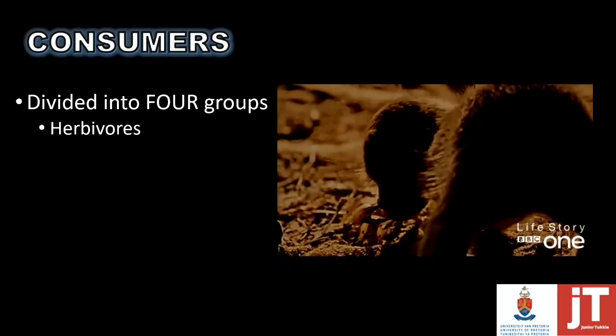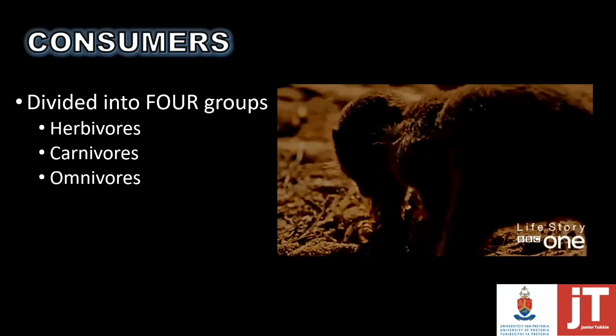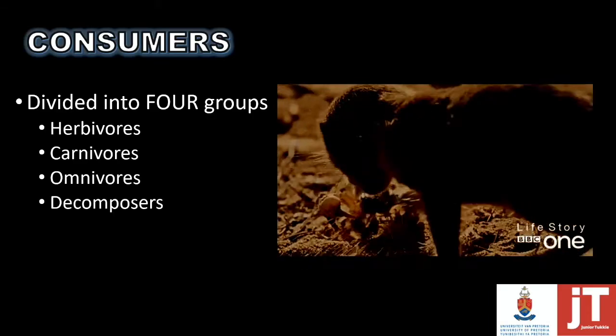So let's have a look at what types of consumers we will find. They are divided into 4 groups: herbivores, carnivores, omnivores, and lastly, decomposers. So what is a herbivore? A herbivore is an organism that feeds only on plant materials to obtain energy.